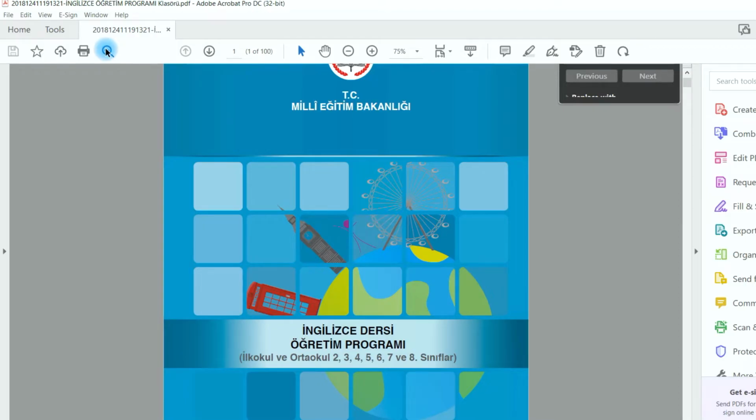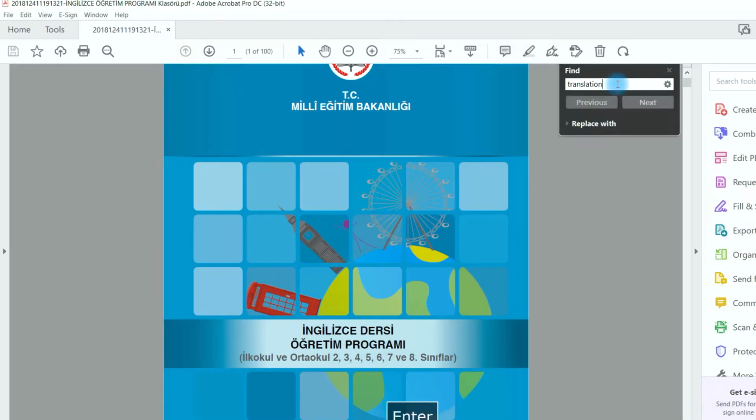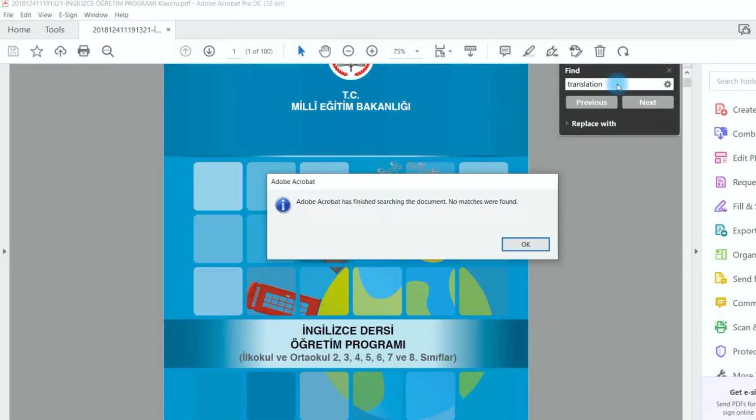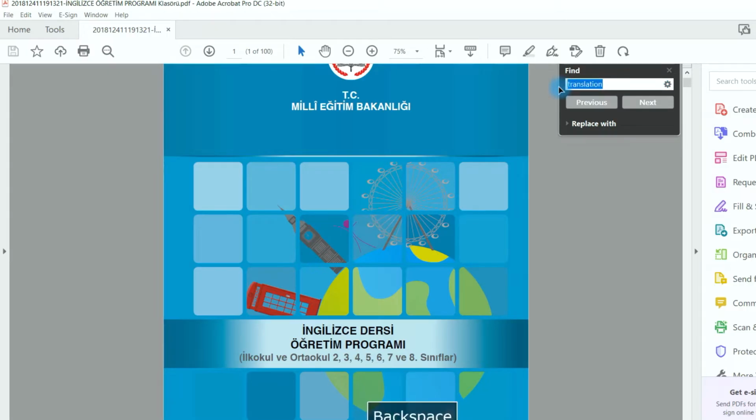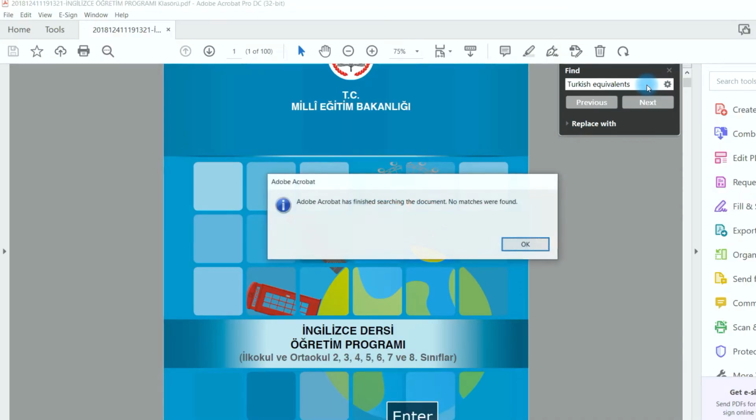When I searched these concepts, native language, Turkish equivalents, or translation, in the program, because it's a PDF and you can always write whatever you want to search, and when you click, it searches the whole document for you, I came out with 0 references. None of these concepts were among the principles of the curriculum. I have taken screenshots of these searches so you can see them, and if you don't believe what I say, please believe the computer. Okay?